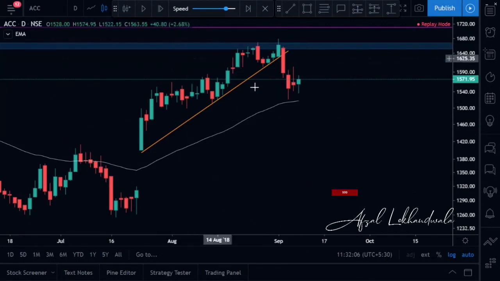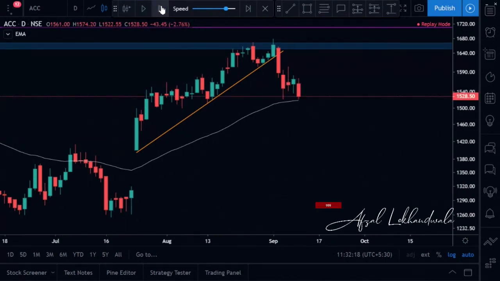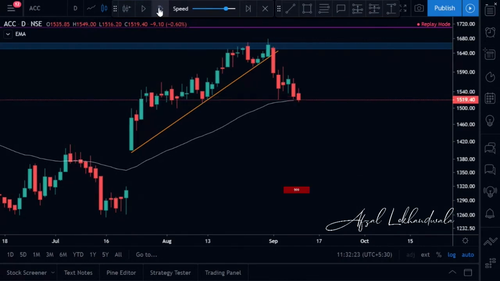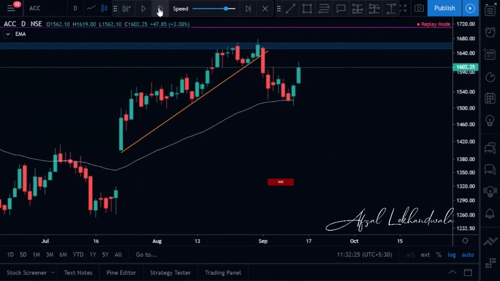Now let me play this. Still, the price has not broken below the 50 EMA. We need to wait for some sort of confirmation for a trade entry. Patience is required in stock markets to have a good entry. The price is not going below the 50 EMA. The price has moved up. See?